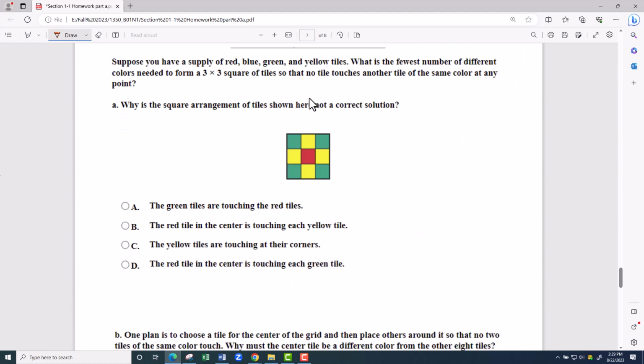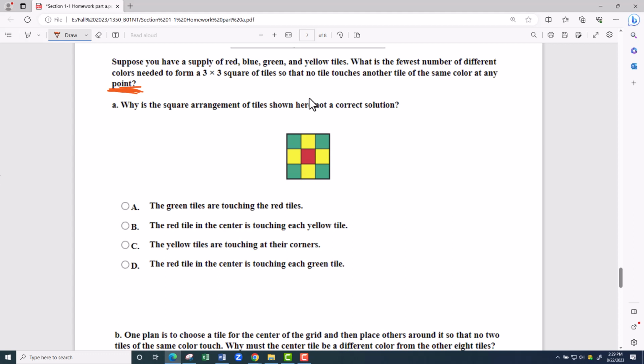Let's go ahead and look at, suppose you have a supply of red, blue, green, and yellow tiles. What is the fewest number of different colors needed to form a 3x3 square of tiles so that no tile touches another tile of the same color at any point? Now, at any point is very important. It doesn't say at any side, it says at any point.